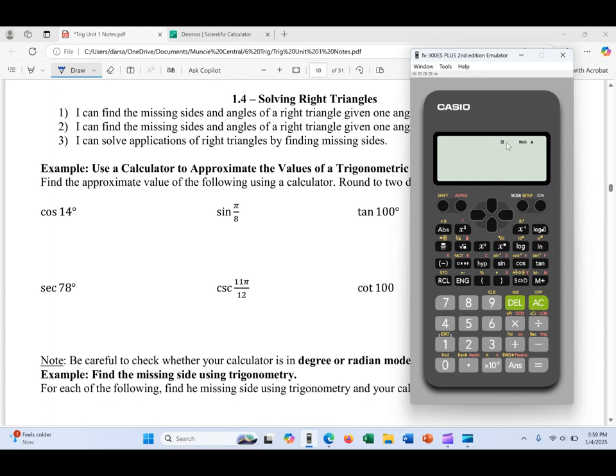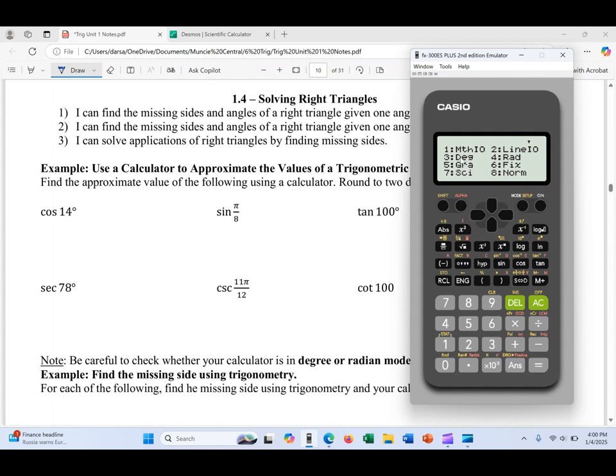Okay. So we are going to go into our calculator's setup. So that means we're going to hit shift and then the setup button. Now, you don't want to mess with 1 and 2. That's going to mess with how your calculator reads things. But you'll notice 3, 4, and 5, degree and radians. Those are the things that we're going to change.